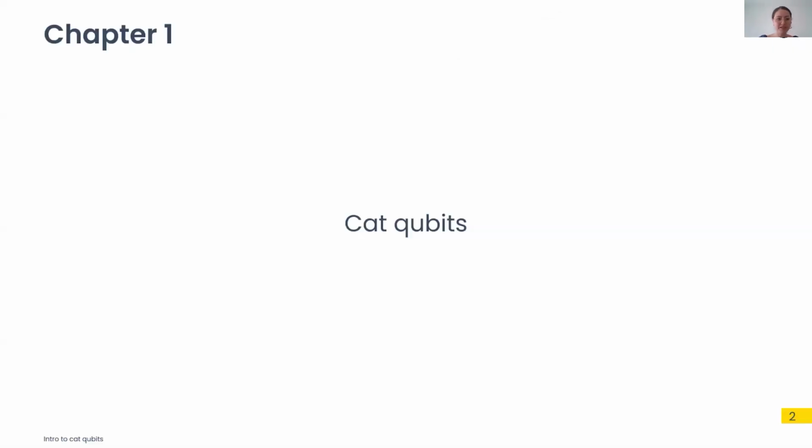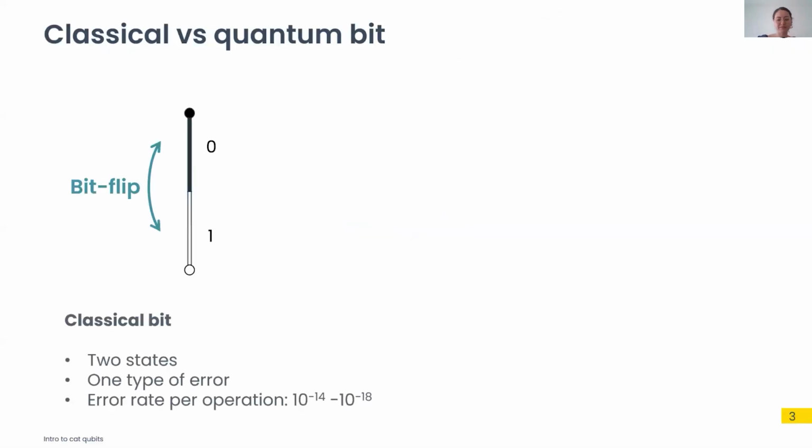So first of all, I'll be talking about what cat qubits are and then going a little bit to what classical and quantum bits are. I'm pretty sure the audience is familiar with this, but to give context, we know that classical bits have two states, either 0 or 1. And then we have only one type of error that can occur in these types of bits. And the error rate per operation is very small. So we have very rare events of errors occurring on classical bits.